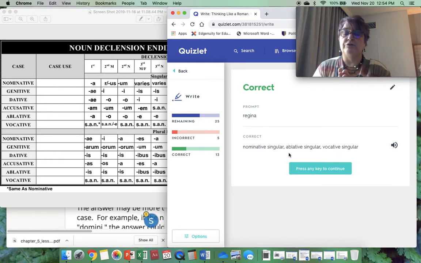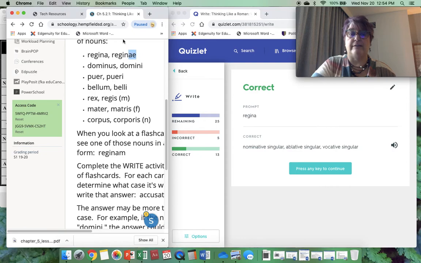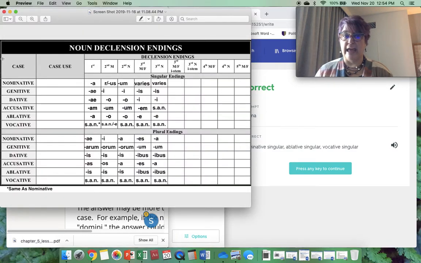So to get the answers correct on the flashcards, I need to look at the vocabulary list first to make sure I know what declension and gender the noun is. Once I know the declension and gender of the noun, then I can go back to the chart and find that specific column and find the ending in that column, and that's where I will get my answers. So that's how you complete the flashcards.